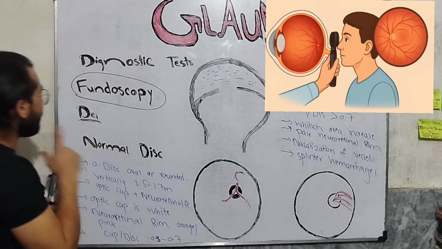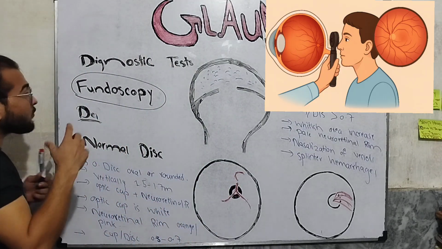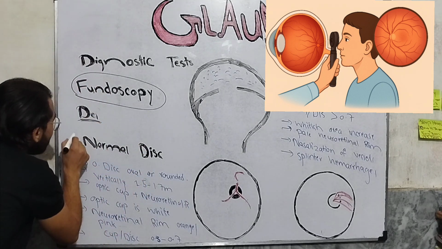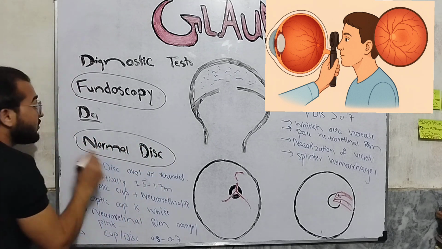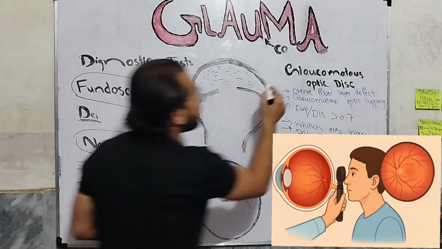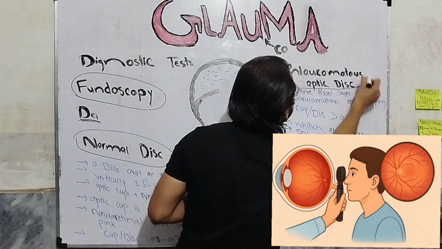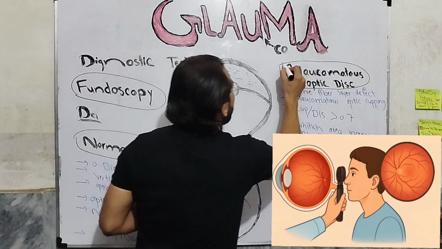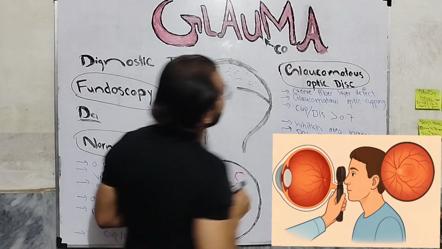We should first understand the normal symmetry and features of the optic disc, and then we will come to the glaucomatous optic disc. What are the changes in glaucoma? What can be the changes in glaucoma?